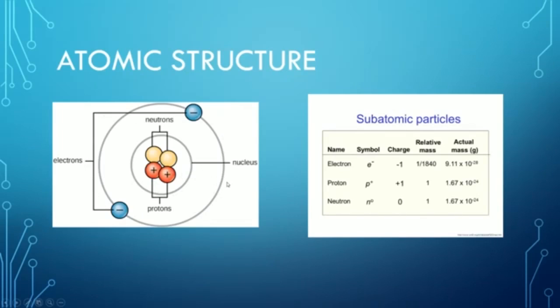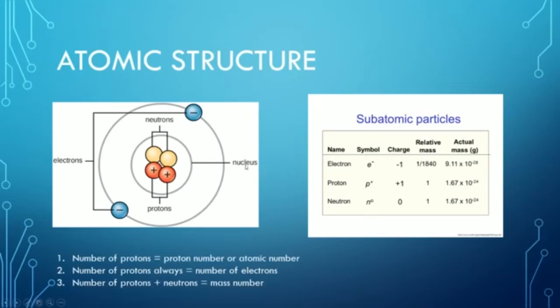So let's take a look at that in a bit more detail. But before that, there's a couple of things that we need to go through. The number of protons is defined by the proton number or the atomic number, right? And in an atom, the number of protons will always equal the number of electrons, and that's really important.